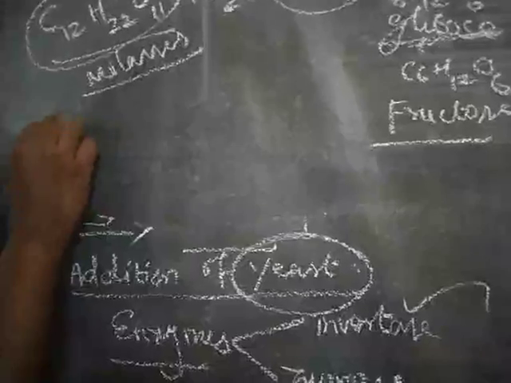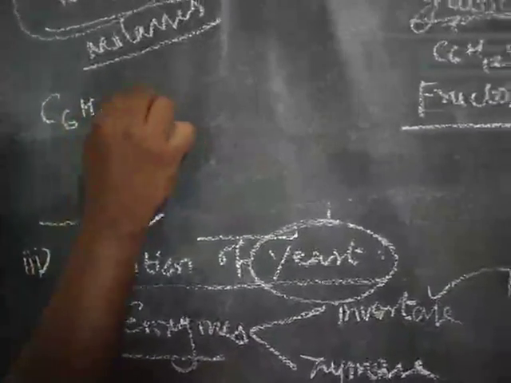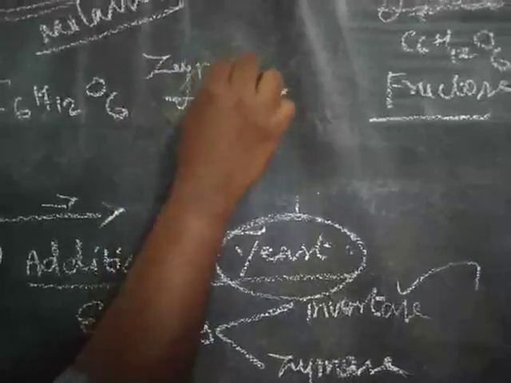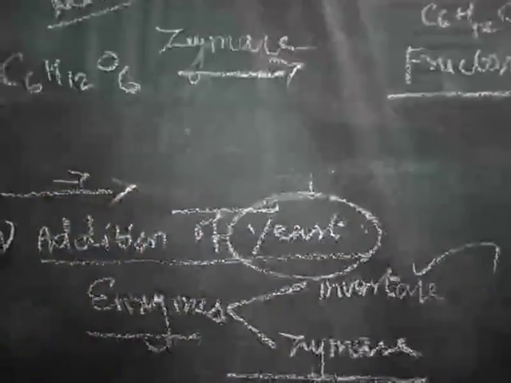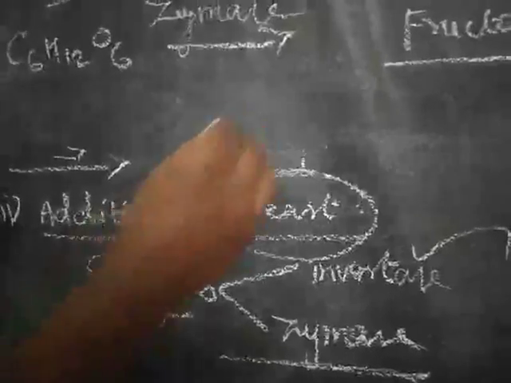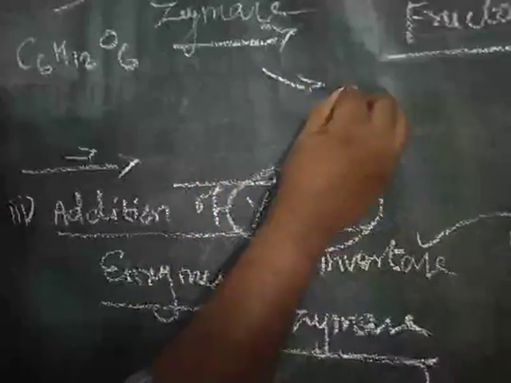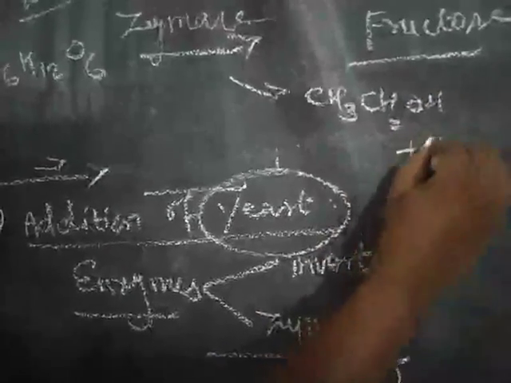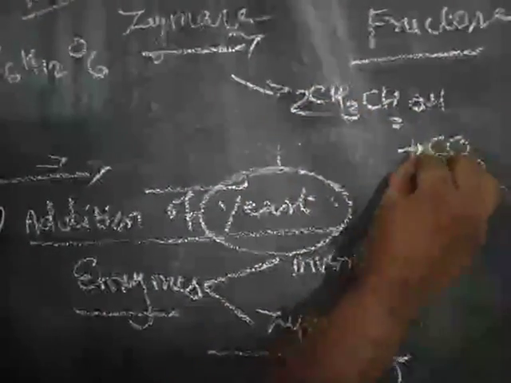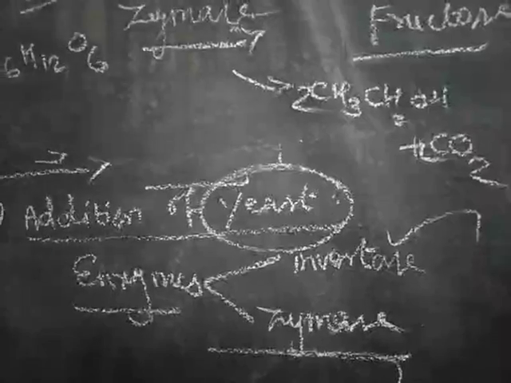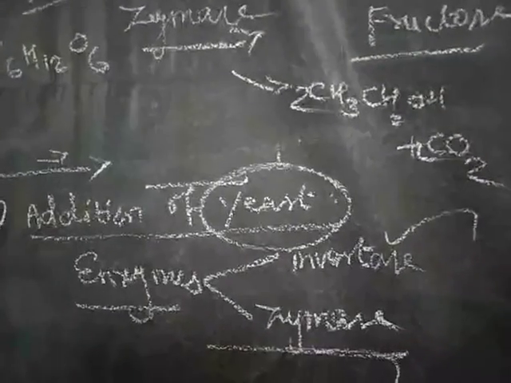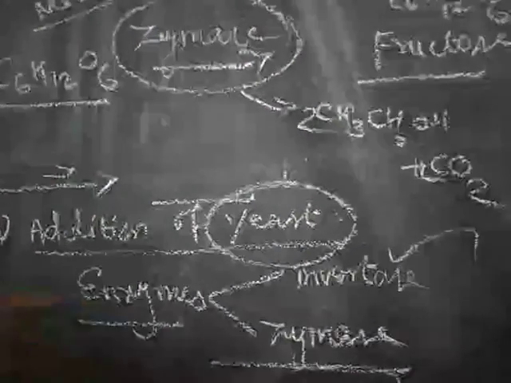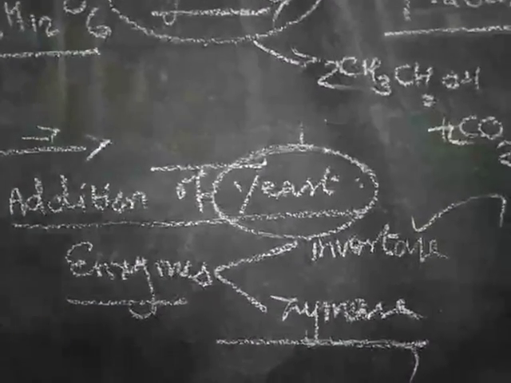Either glucose or fructose, C6H12O6. In the presence of zymase, it is converted into ethanol and carbon dioxide: 2 molecules of ethanol and 2 molecules of carbon dioxide. This is obtained from either glucose or fructose with the help of zymase enzyme. This is the second process, addition of yeast.